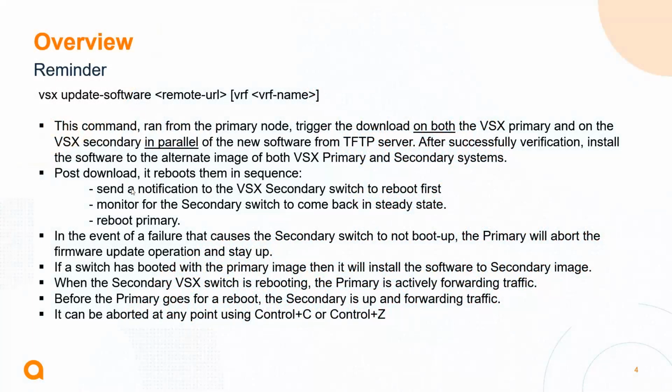As a reminder of the VSX update software command, it is triggered on the VSX primary. If you specify the remote URL, it will download the firmware, for instance from a TFTP server, in parallel on the VSX primary and secondary. After the download and verification of that firmware, there will be a sequenced reboot of first the secondary and then the primary, after the secondary has been rebooted and upgraded.